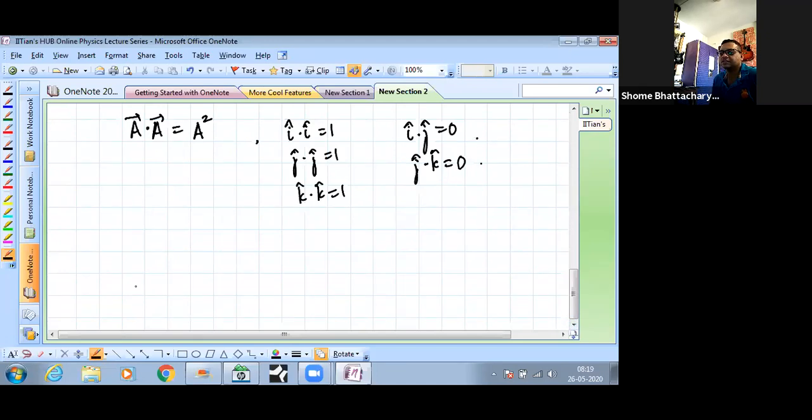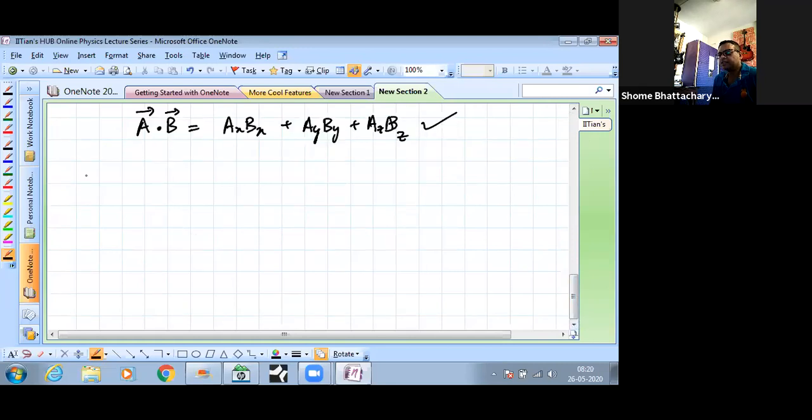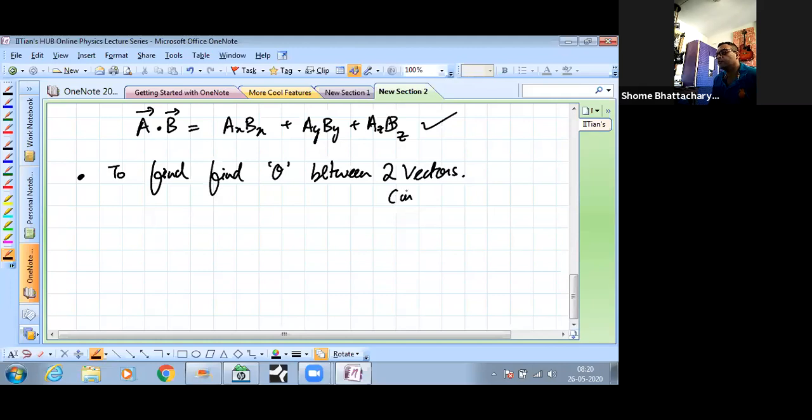So using this and the distributive property, finally we also had the formula of dot product in component form, that is dot product of two vectors becomes product of x components plus product of y components plus product of z components. So this became an important formula for us. And we saw one of the applications, that to find the angle between two vectors, we have this very nice method, with the two vectors given in component form.